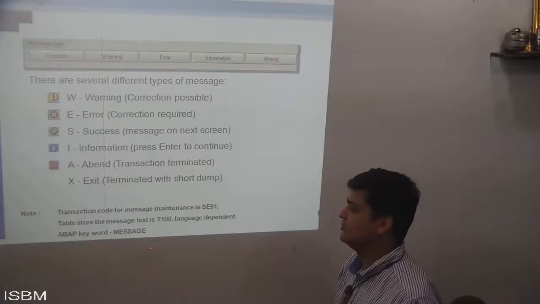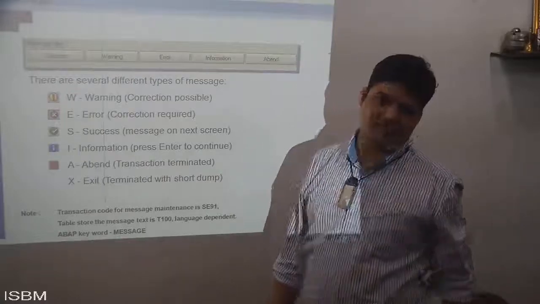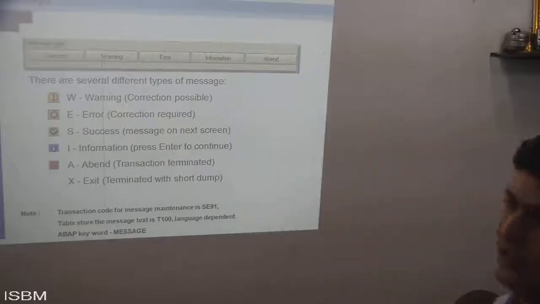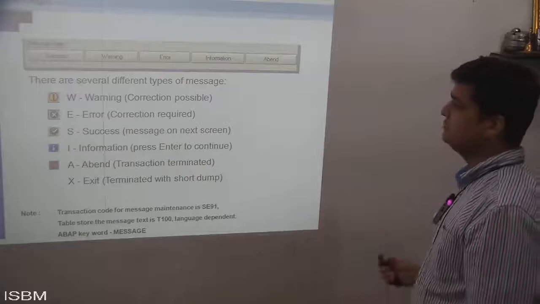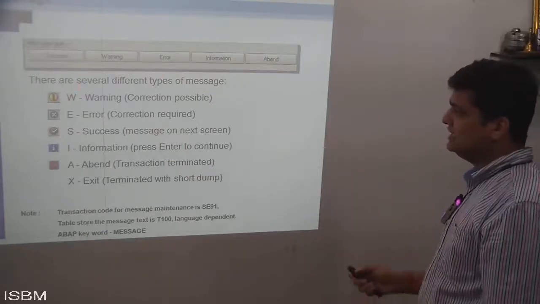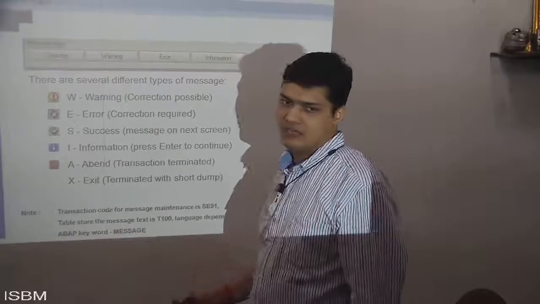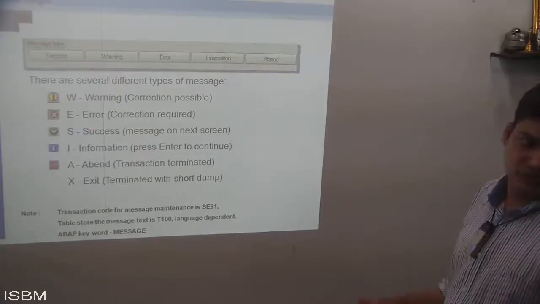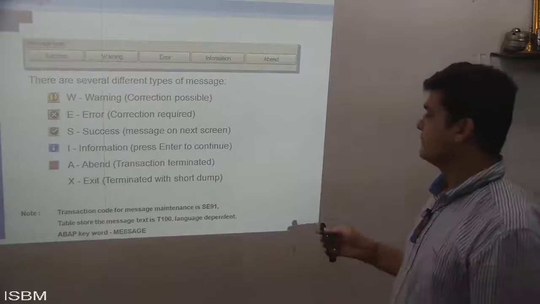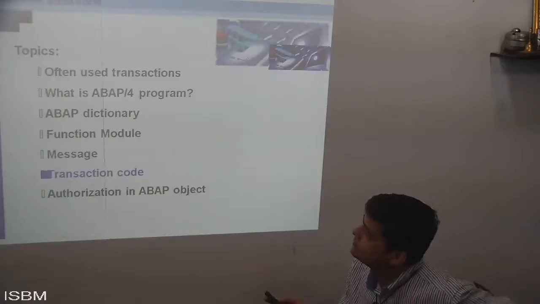The ABAP keyword for messages is MESSAGE. If you want to show a message in your output, you have to use this command called MESSAGE, which we basically use to give the message. There are five kinds of messages, 1, 2, 3, 4, 5, through which we get the output of the message, and through which we can write our code.